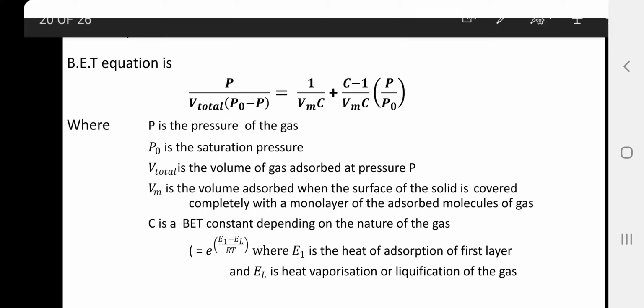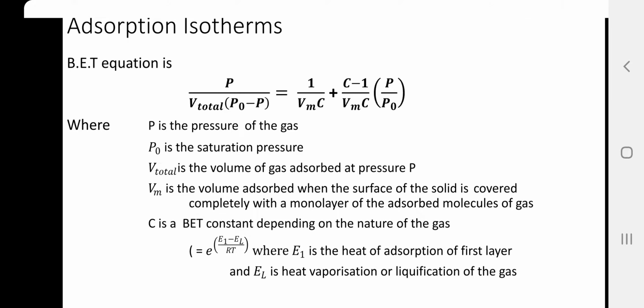Okay, so the BET equation is P divided by V total into (P0 minus P) is equal to 1 divided by VmC plus (C minus 1) divided by VmC into P by P0. P is the pressure of the gas. P0 is the saturation pressure. V total is the volume of the gas.